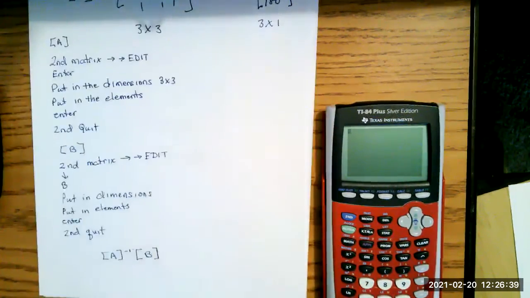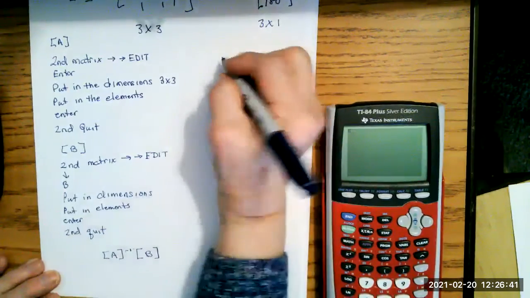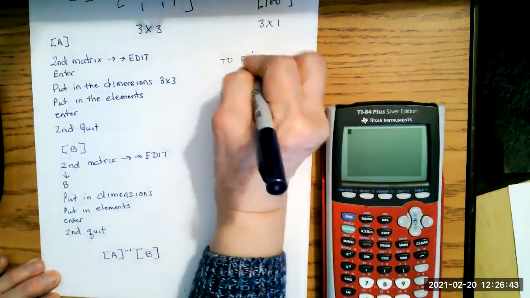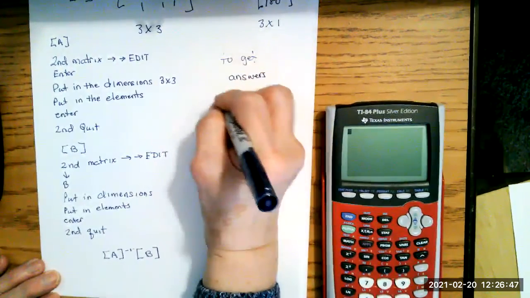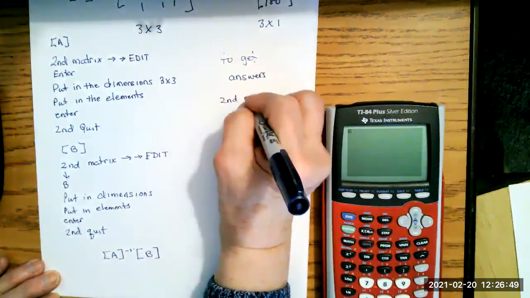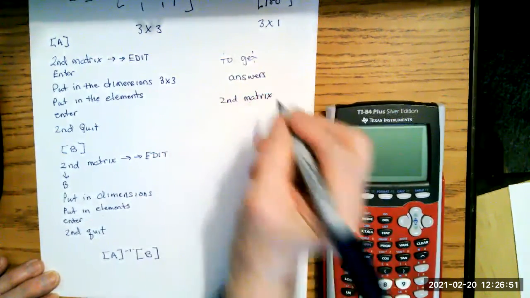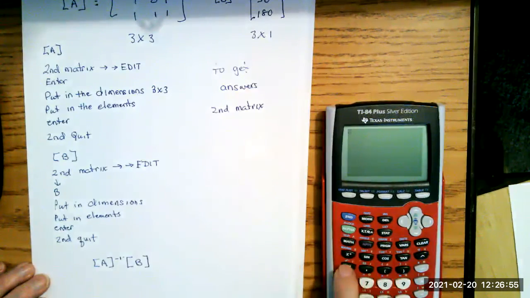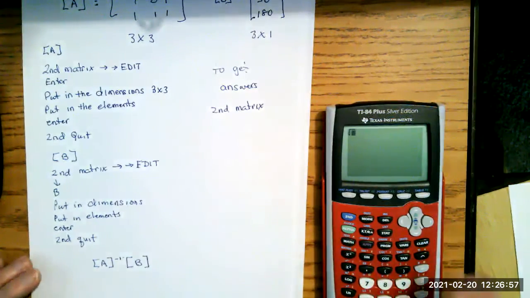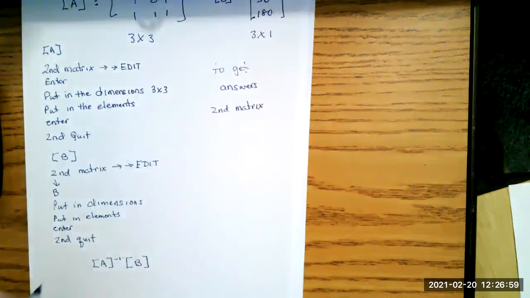So I do second. This is to get your answers. Do second matrix. So second in matrix. I'll hit the square root key. Second in matrix.